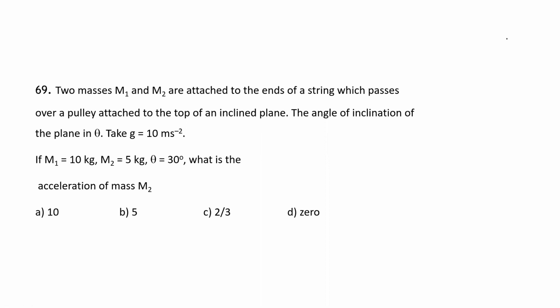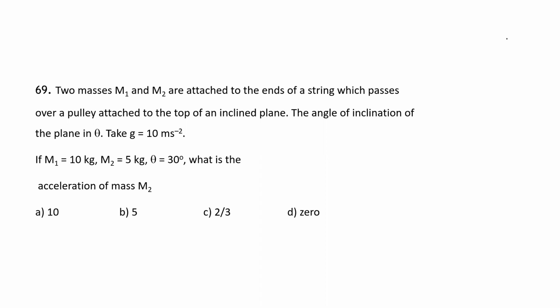Two masses m1 and m2 are attached to the ends of a string which passes over a pulley attached to the top of an inclined plane. The angle of inclination of the plane is theta. Take g equal to 10 meter per second square.